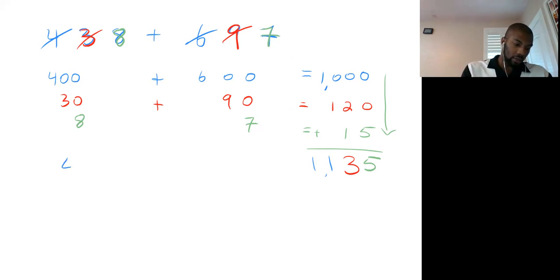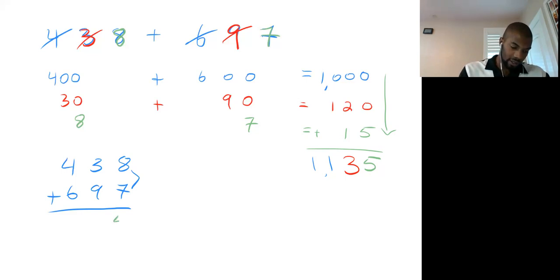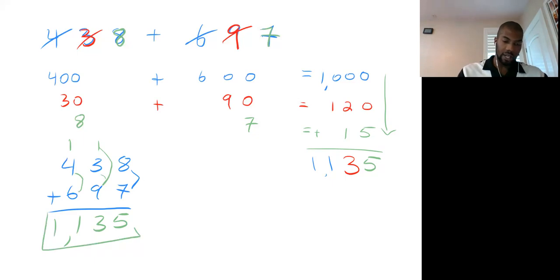Let's check doing it the old-fashioned way. 438 plus 697. See what I mean? This is a little harder because 7 plus 8 is 15. We know that because we just did it. Carry the 1 over. 1 plus 3 is 4. Actually, we could do 1 plus 9 first, which gives us 10. 10 plus 3 was 13. Carry the 1. 6 and 4 is 10. 10 plus 1 is 11. 1,135, 1,135. All right, that is addition.